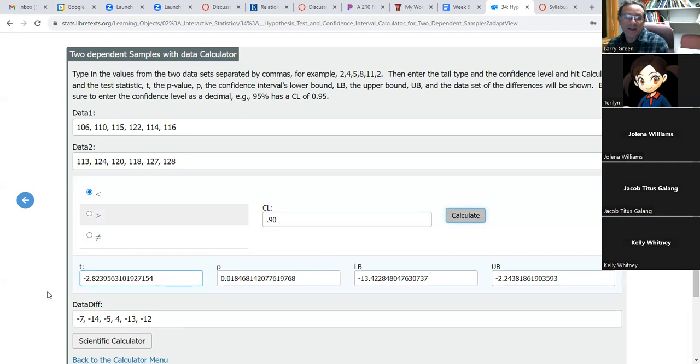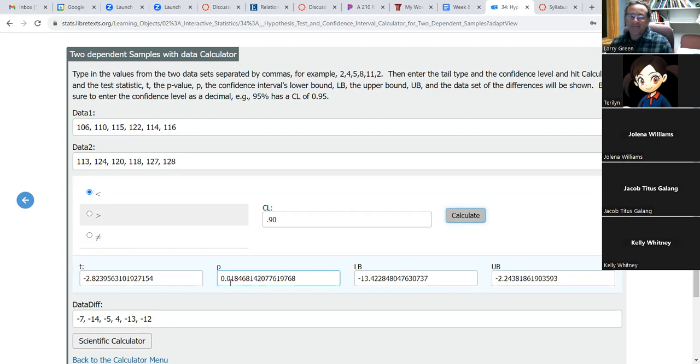So a few things. This is a student's t-test. We need to assume a normal distribution, which is maybe not true, but it's the best we can do, because we definitely don't have big enough samples. So our t is negative 2.82. Our p-value is 0.018.